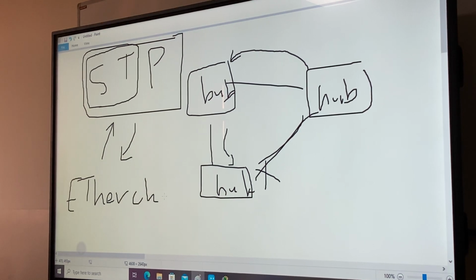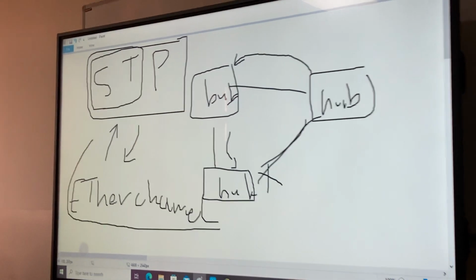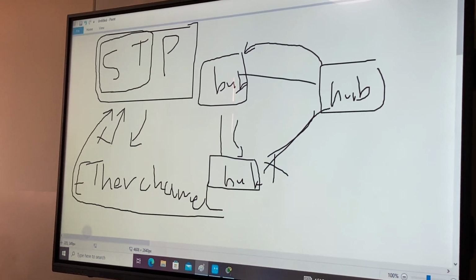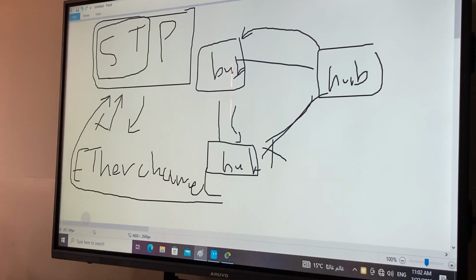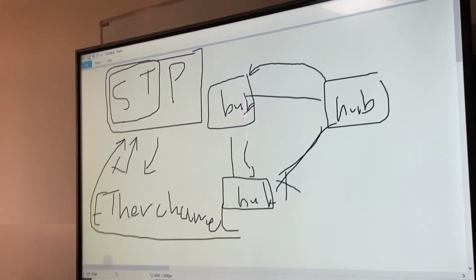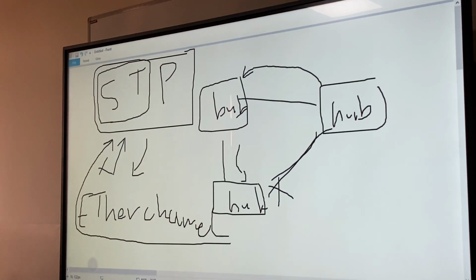EtherChannel protocol. What EtherChannel does is turn off the STP and make the connection full duplex. Remember duplex and simplex? Send and receive. Yes, send and receive. So there are no collisions. Okay, there are no collisions.